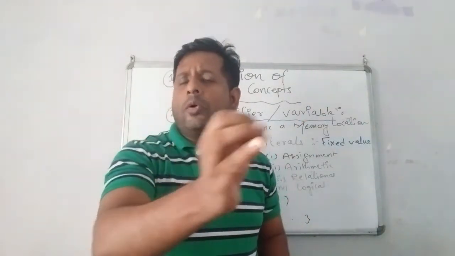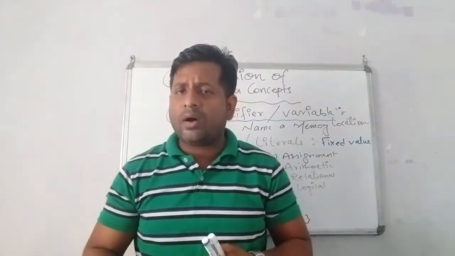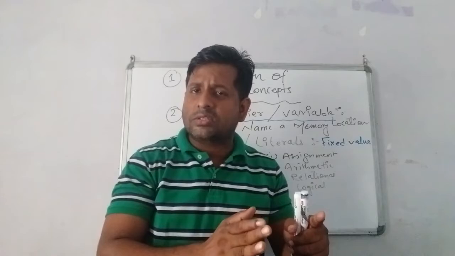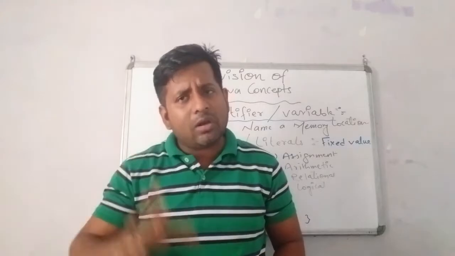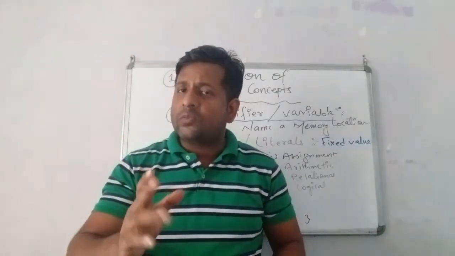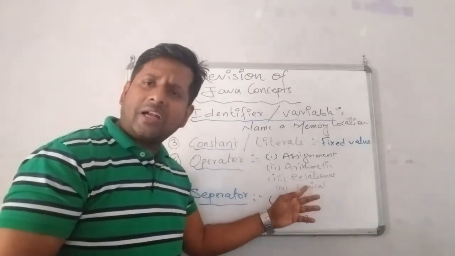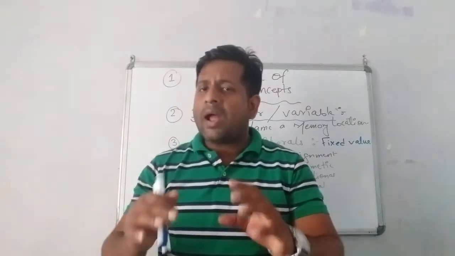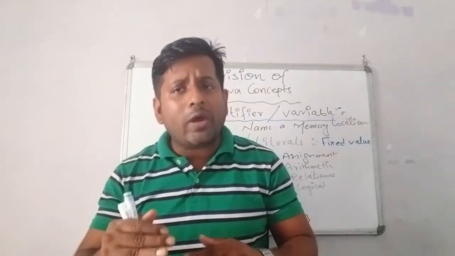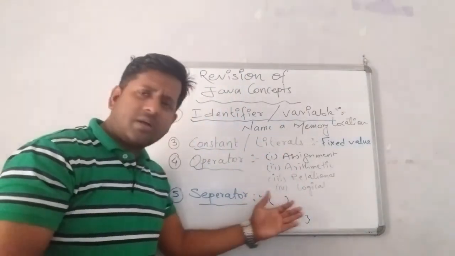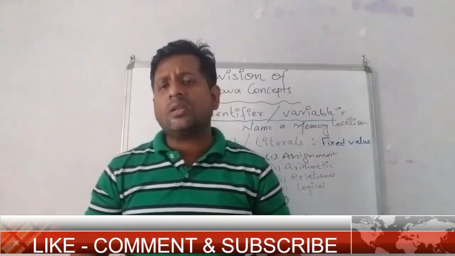It is used to name memory locations. It may be a class name, it may be a data type name. Third we have constant or literals, fixed values whose values do not change. It can be again text or numbers. Fourth we have operator, which is used to operate on operands. 4 different types: assignment, arithmetic, relational and logical. And the fifth one we have is a separator, which is used to separate two statements or two expressions. Examples: comma, semicolon, full stop, question mark, curly bracket, first brackets. These are known as separators.